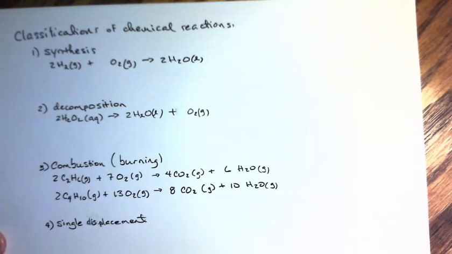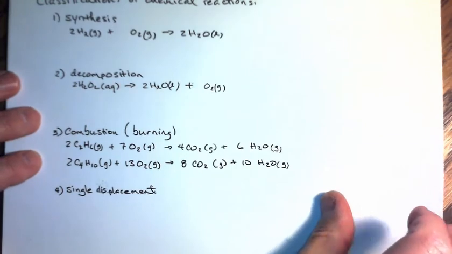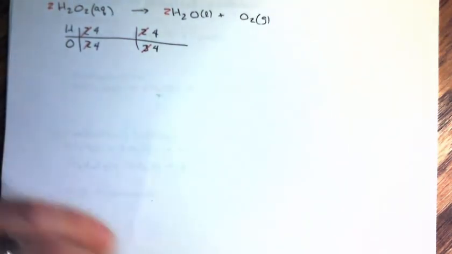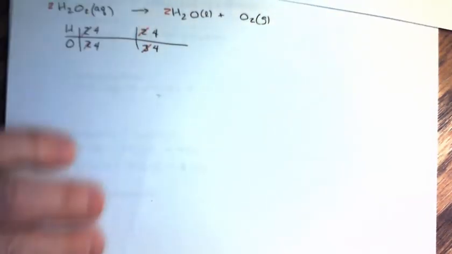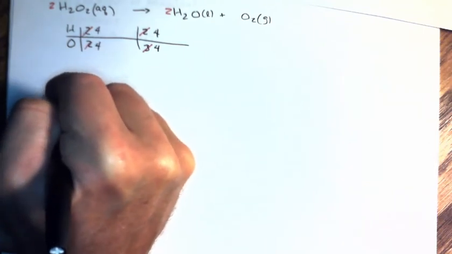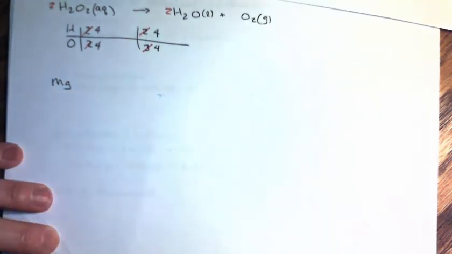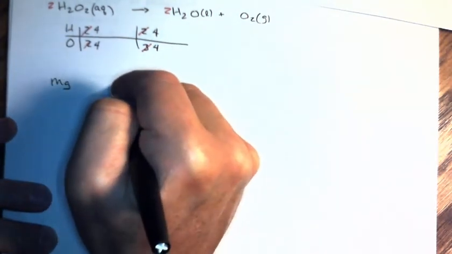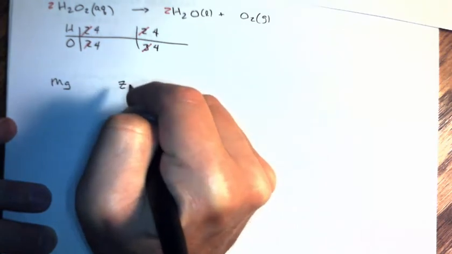Okay. So let's see here. How about we have magnesium, and we're going to put that into a solution with zinc chloride.